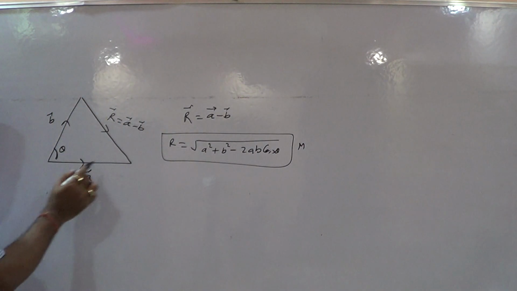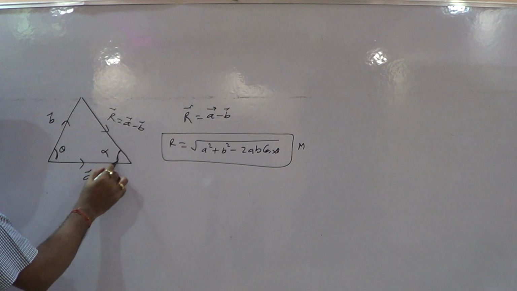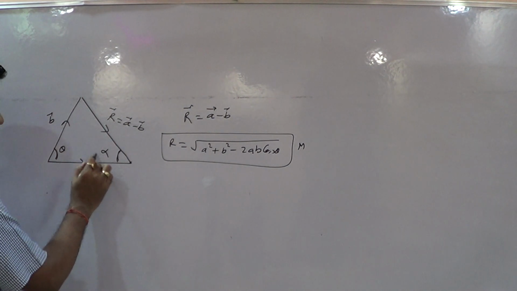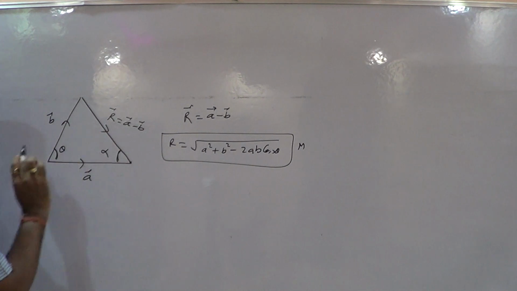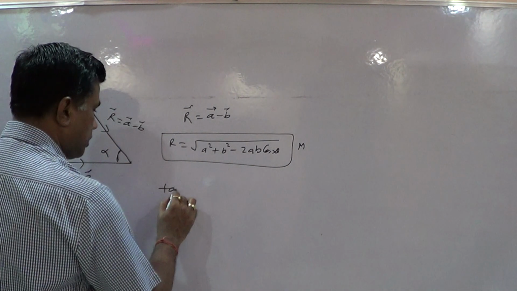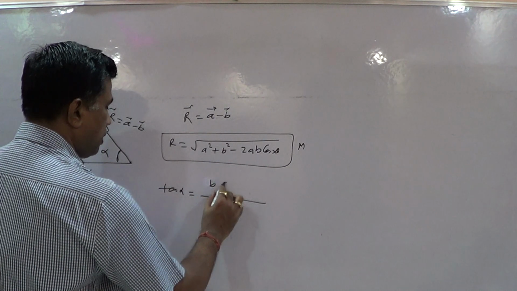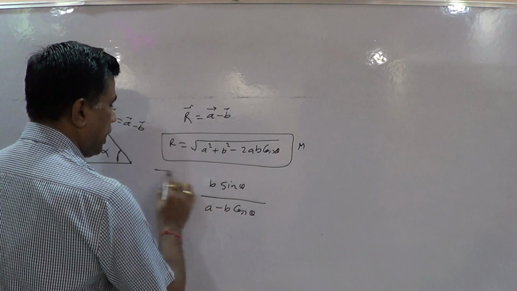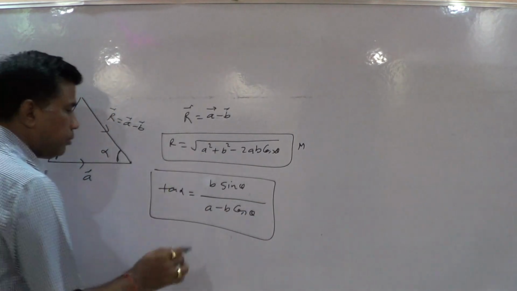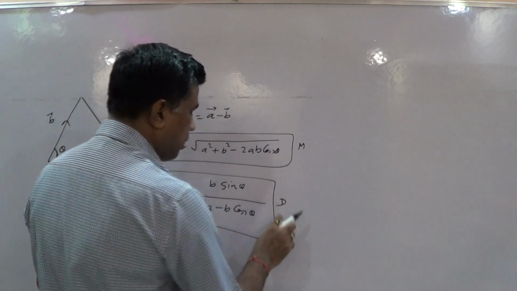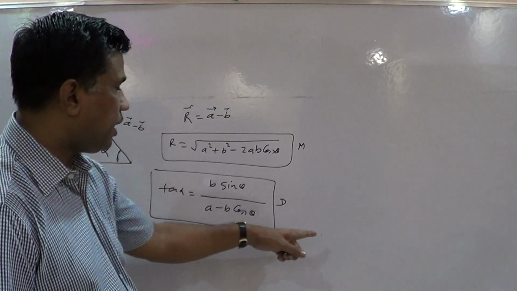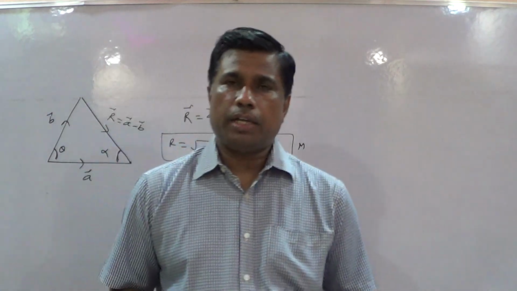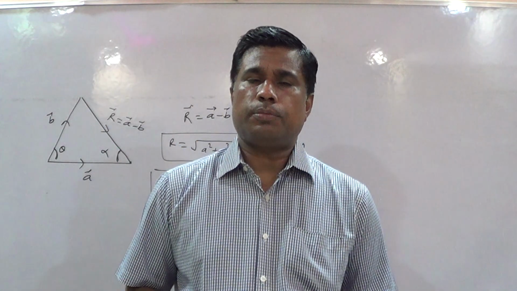Now if this r is making some angle alpha with a, student, at this point the heads of these two vectors are coinciding, so this angle may be taken as angle between r and a. So tan alpha is again b sin theta over a minus b cos theta. Student, I derived this formula in previous video. By this formula you can find direction, d for direction, m for magnitude. So in this way you can find magnitude and direction of subtraction of two vectors.